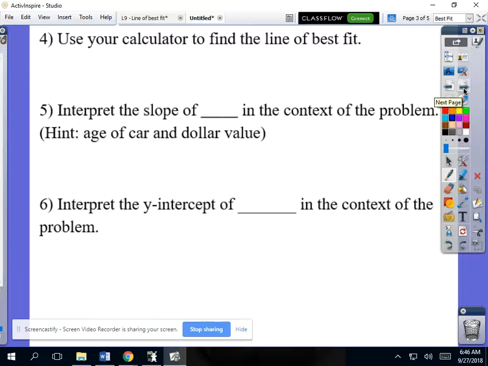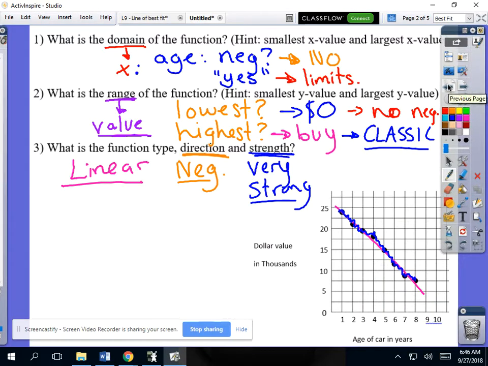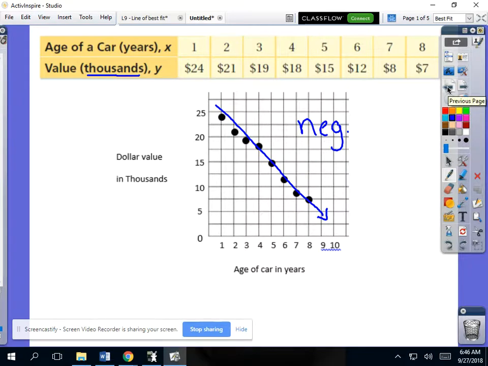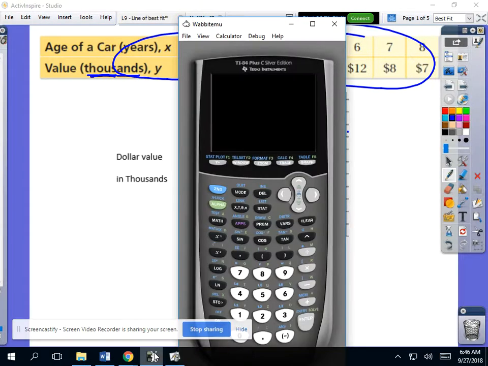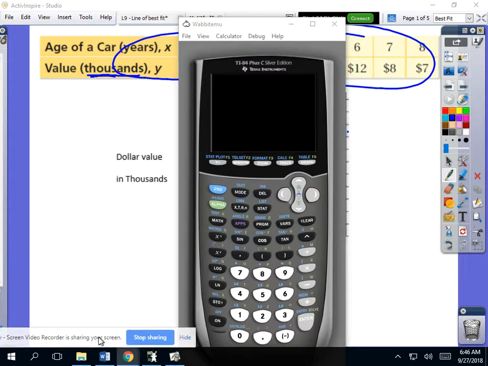Now what we want to do is find that actual line of best fit. So go back to your table and plug these points back into your calculator using the age for X and the value for Y. Make sure you don't plug it in thousands, just plug in 24 and 21. Press pause. I've already done it here on my calculator. So go ahead and press pause while you plug those data points in.